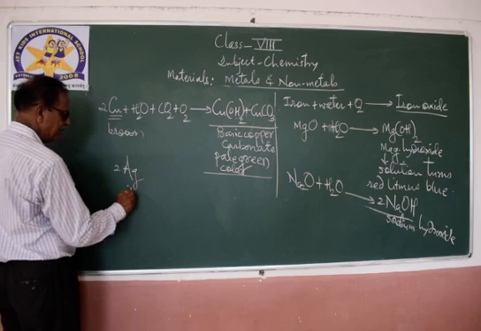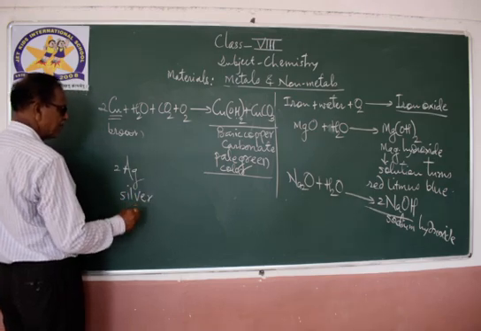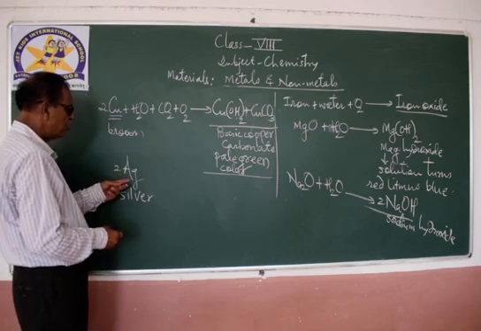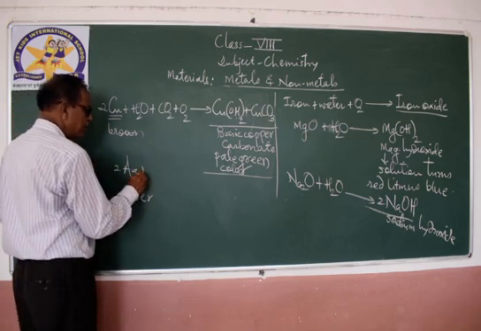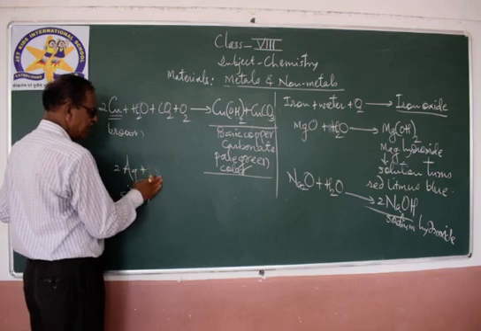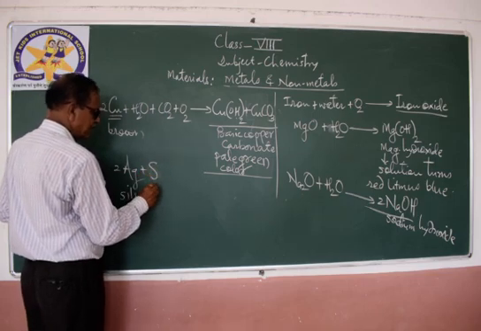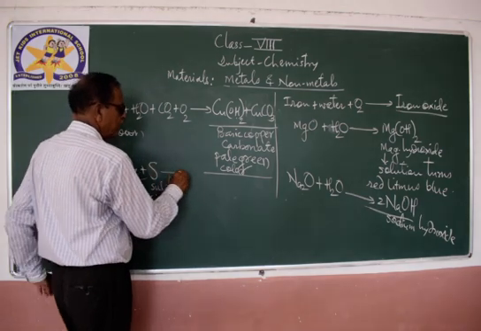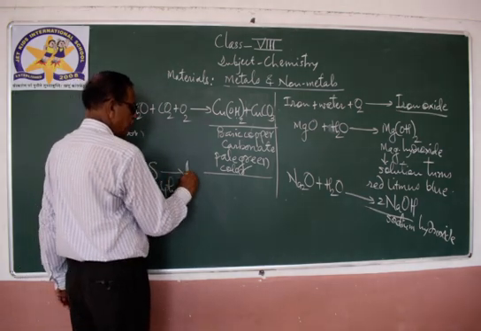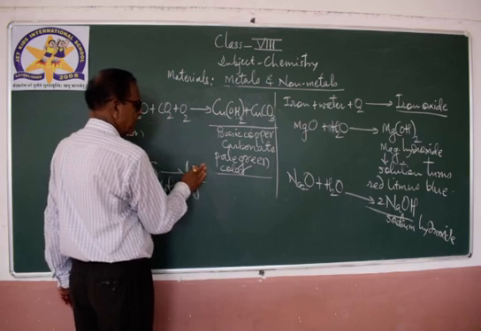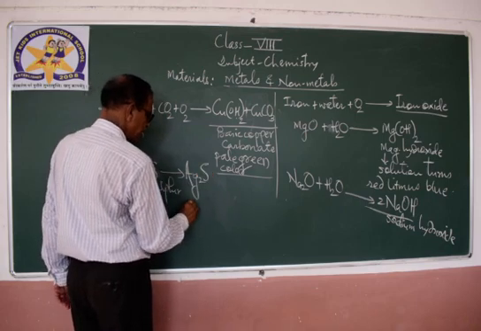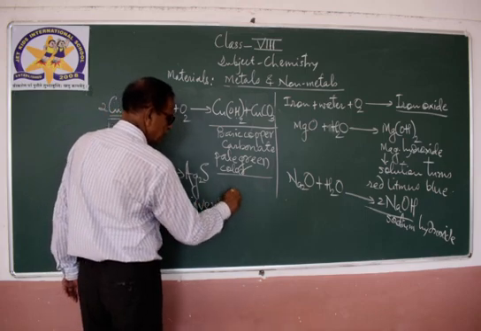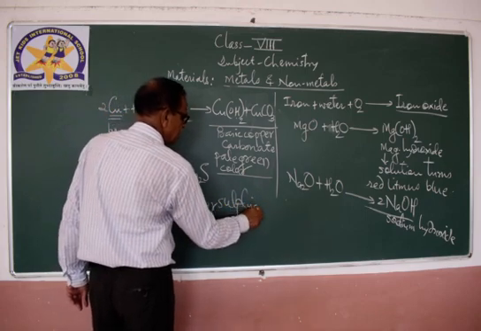Then silver, for example, silver. So this is silver metal. Silver having symbol Ag. We have taken 2 atoms of silver plus sulfur, S. So this is sulfur, and we get Ag2S, silver sulfide, which is black.